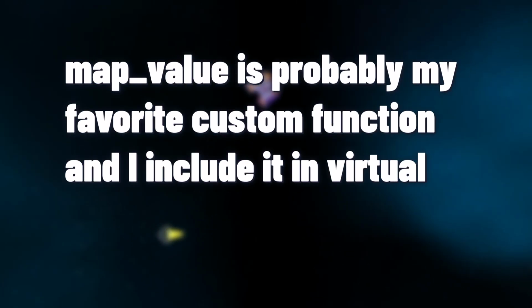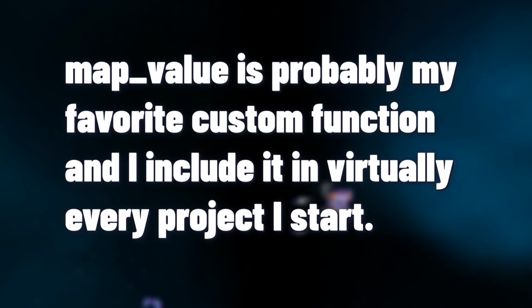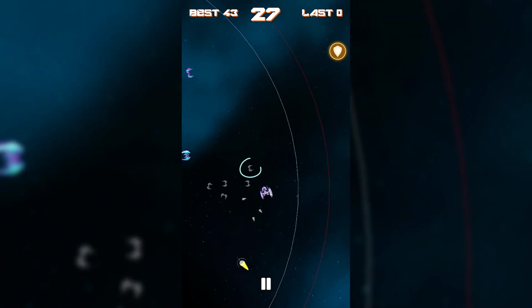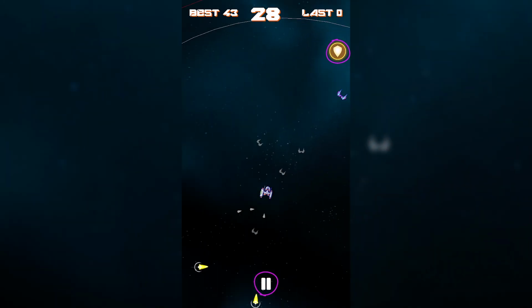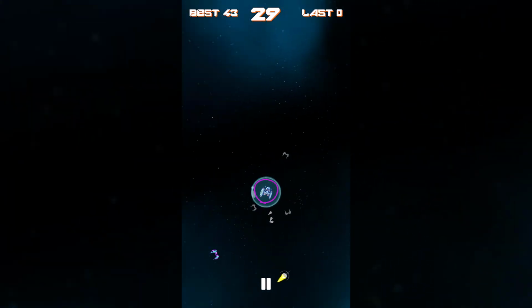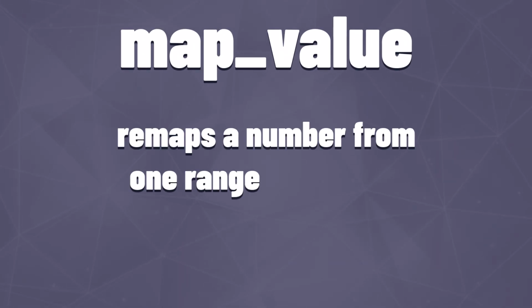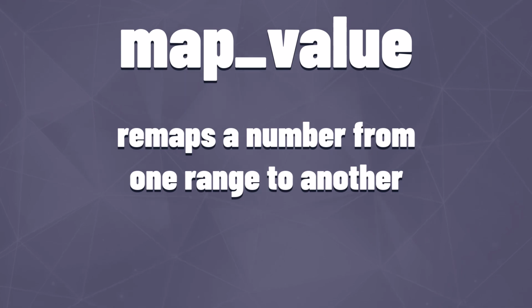Map value is probably my favorite custom function, and I include it in virtually every project I start. For example, I'm using it here to scale the draw distance of enemies and missiles on the radar, and here to scale the GUI based on the device's resolution, and here to scale the camera wobble. Map value works by taking a number and remapping it from one range to another.